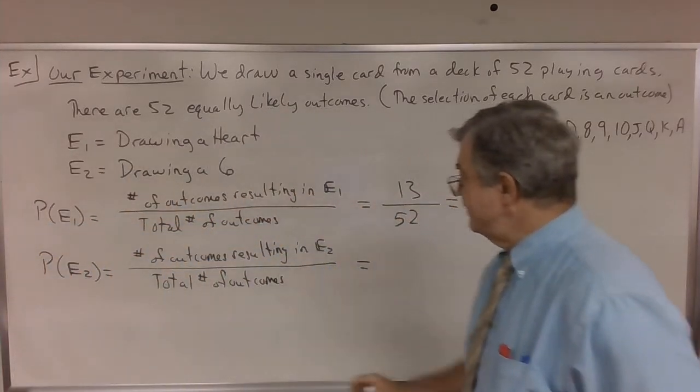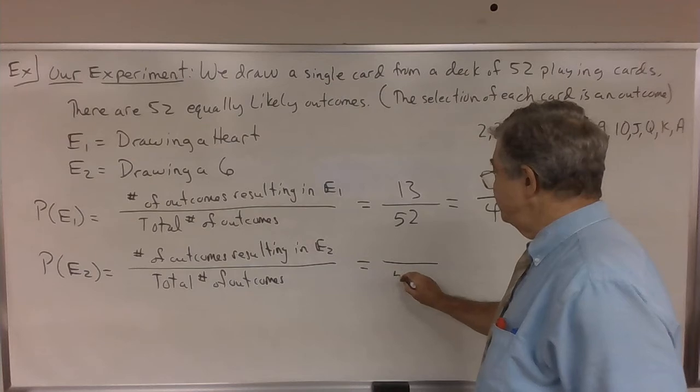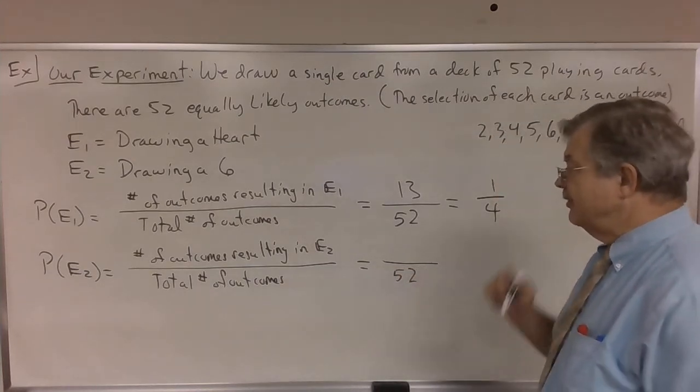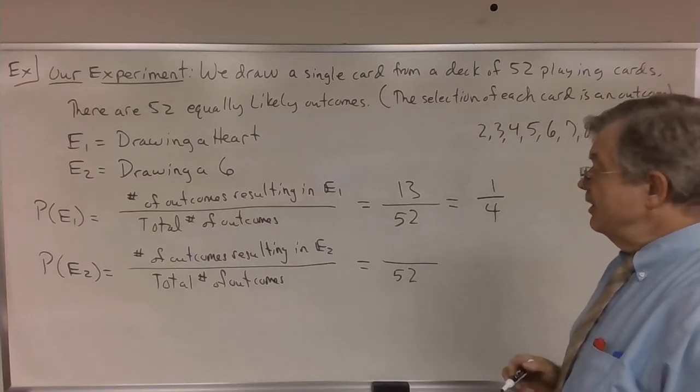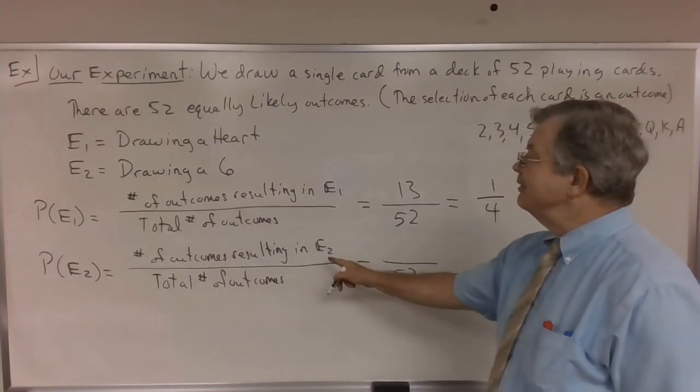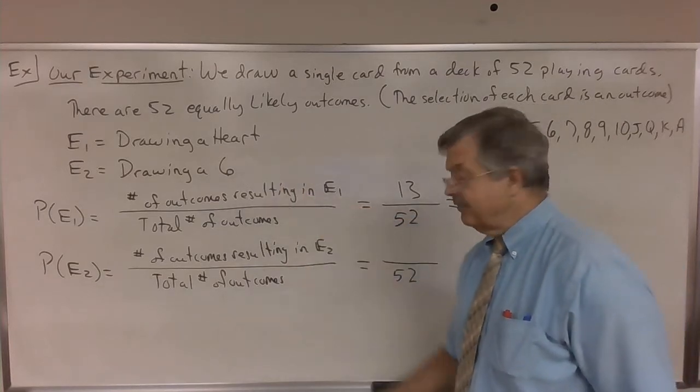The total number of outcomes, again, that's 52. There are 52 different cards that we could draw. Now, the number of outcomes that result in getting a 6.